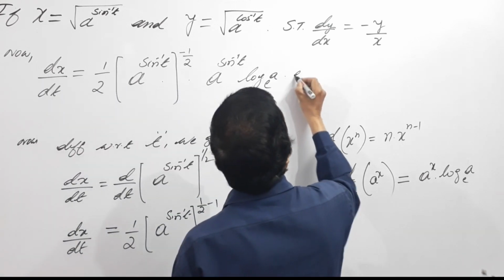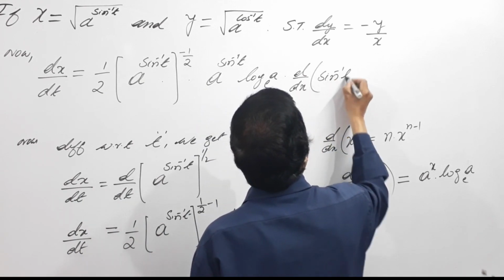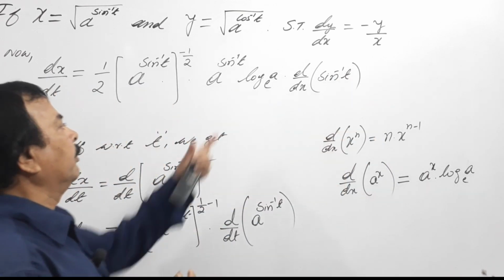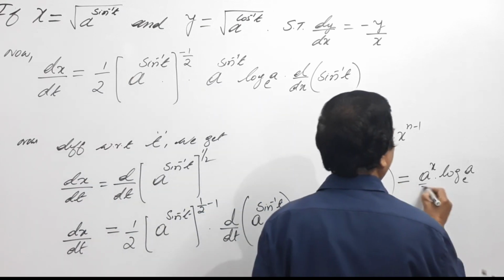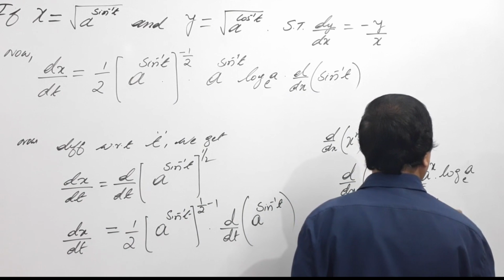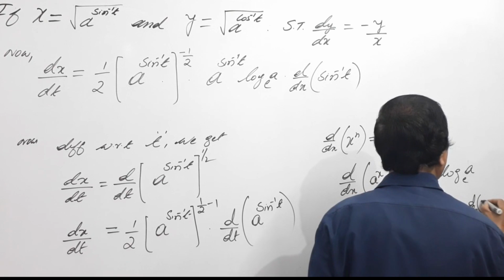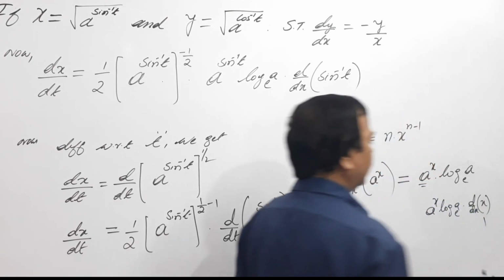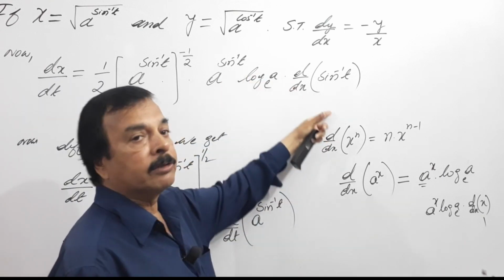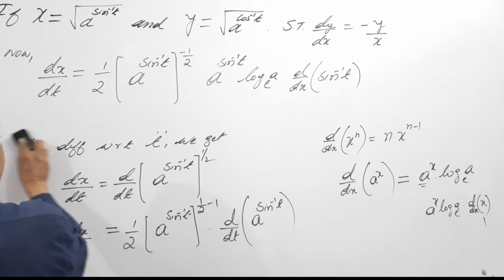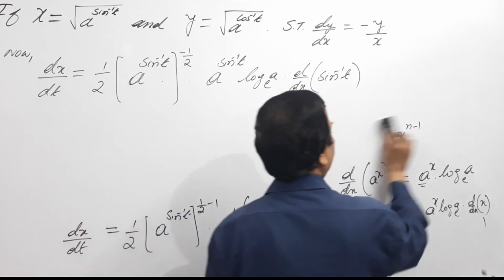And d by dx of sine inverse t. See this. After doing this, again you have to differentiate that. So here let us see, for example, if you have to differentiate this, what happens? A to the power of x log a to base e into d by dx of x. This is nothing but 1. So that's the reason we are not using it. But here in this case, we have to differentiate sine inverse t also. What happens here? So I'll rub this. I'll rub this too.